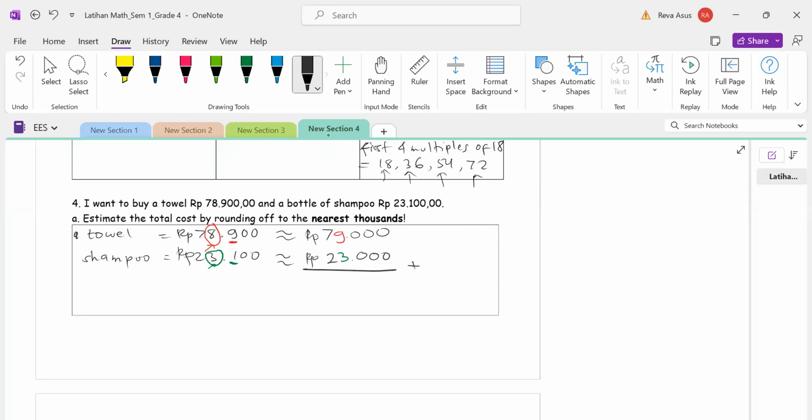Okay. So after that, we can add them because the question is the total cost. The ones here is 0 plus 0 is 0, 0 plus 0 is 0. 9 plus 3 is 12. We can write 2 here and then carry 1 up. And then 1 plus 7 plus 2 is 10.